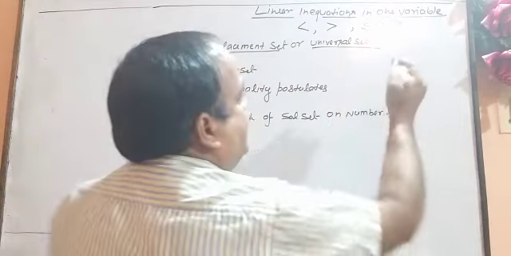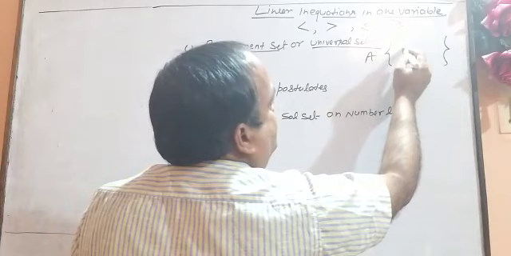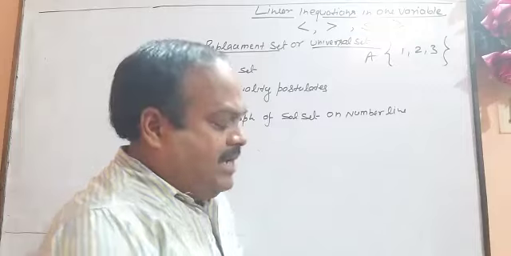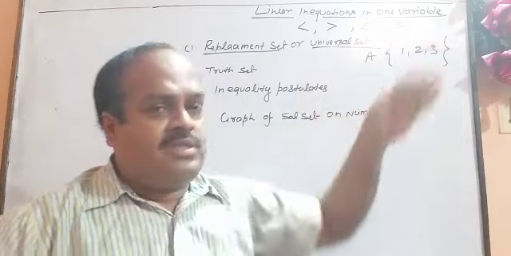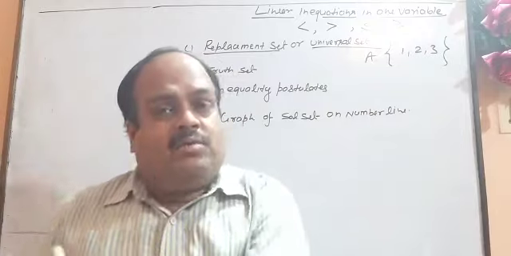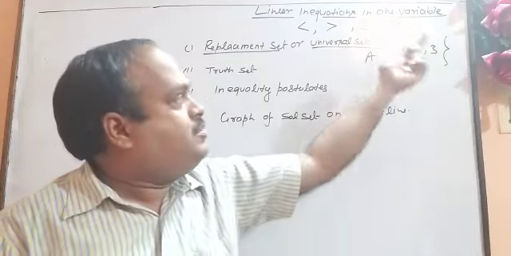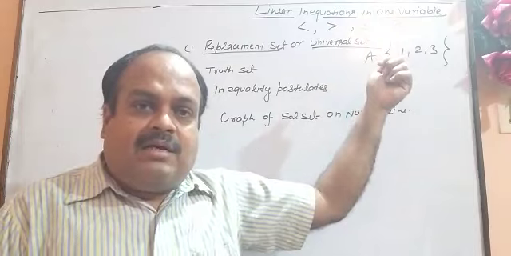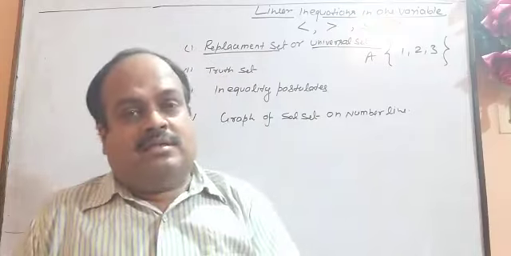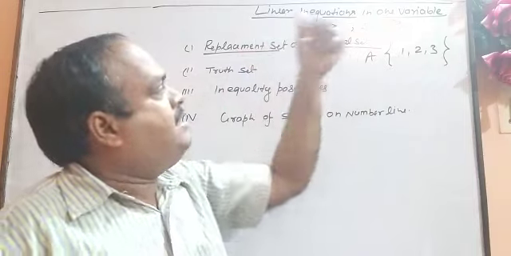I mean, if I have a set A, 1, 2, 3, okay, so the elements 1, 2, 3, when I use for simplifying an inequation, this set will be called replacement set. If I use the elements of this set at the place of variable to solve an inequation, then this set will be called replacement set or universal set.